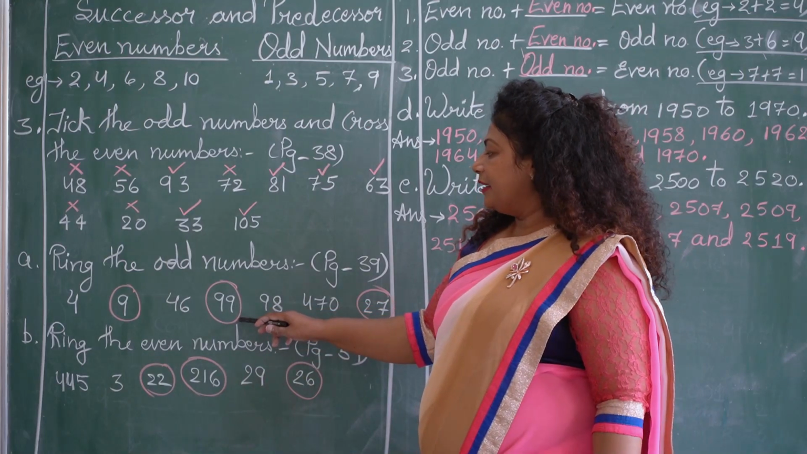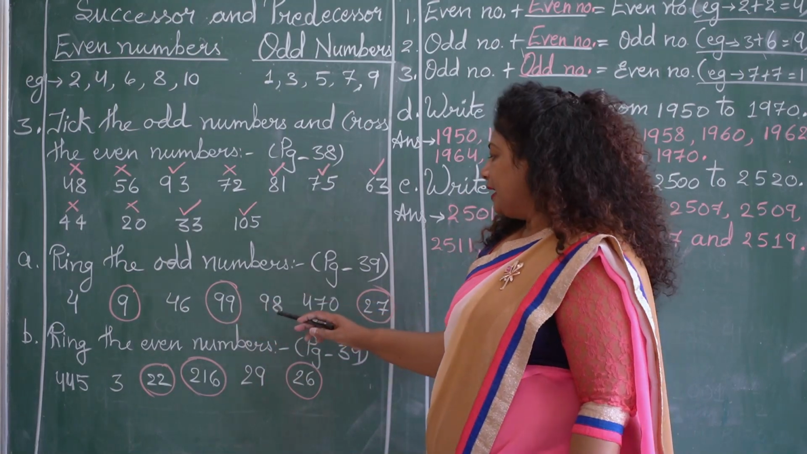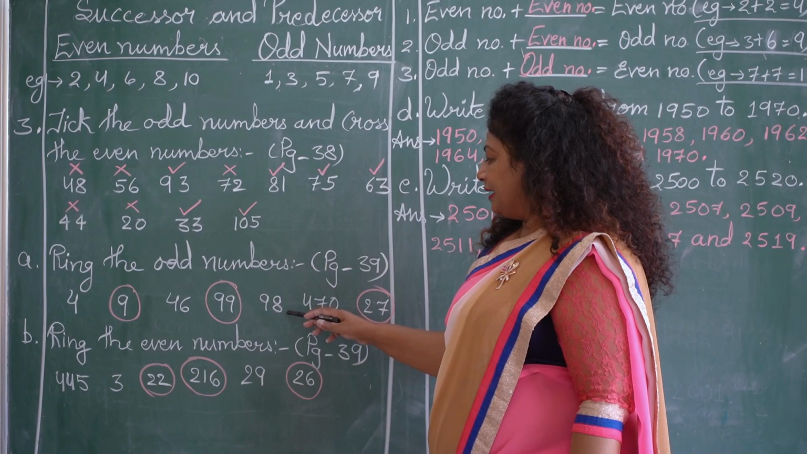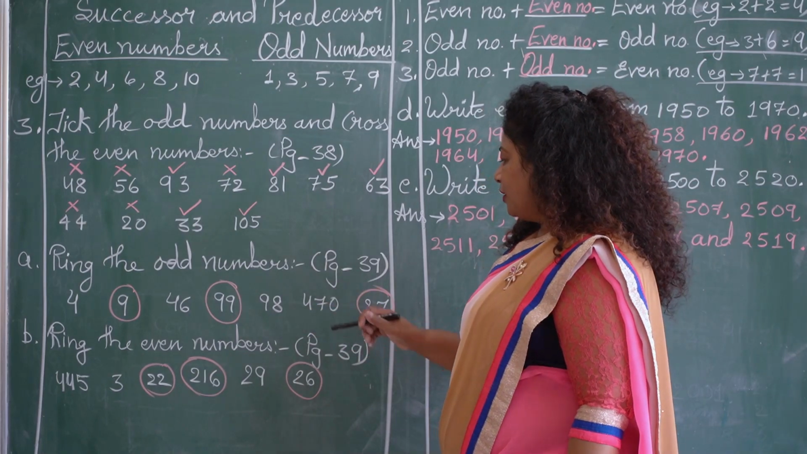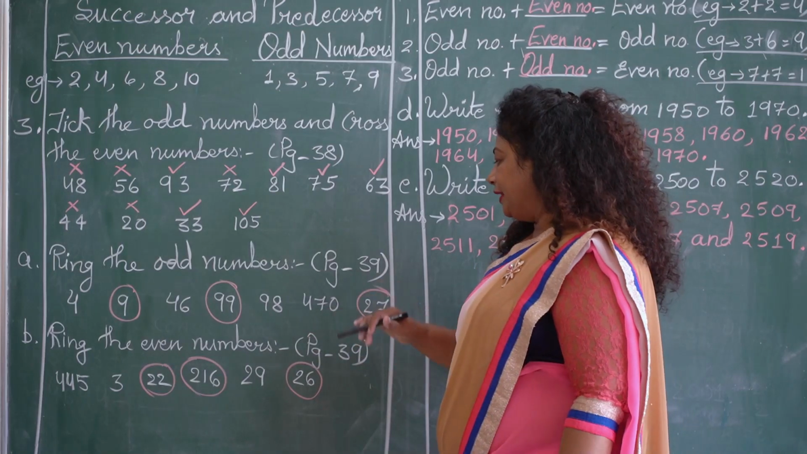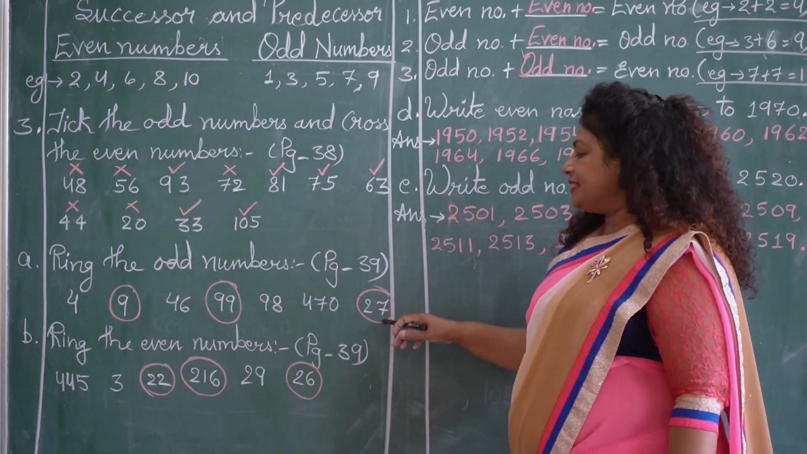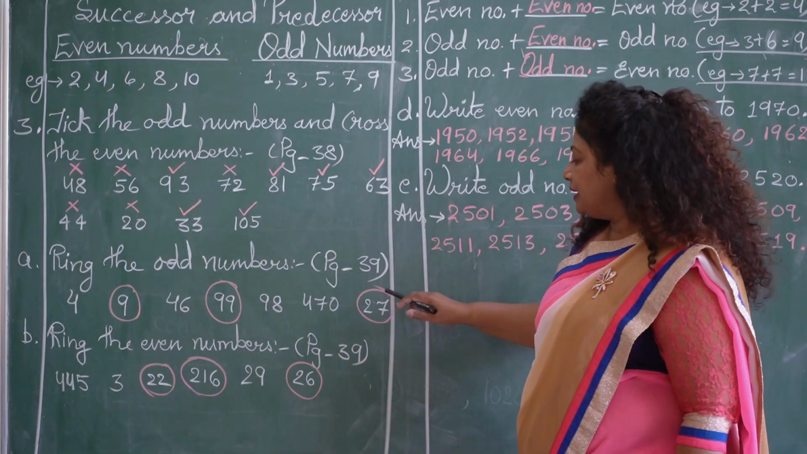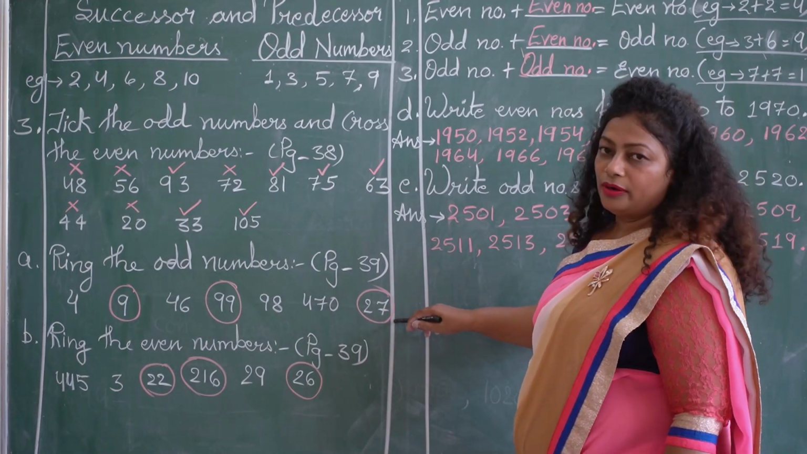99 is again an odd number. Let's circle it. 98 is an even number. 470 is again an even number because it is divisible by 2. But number 27 is not divisible by 2. So let us circle it because it is an odd number.